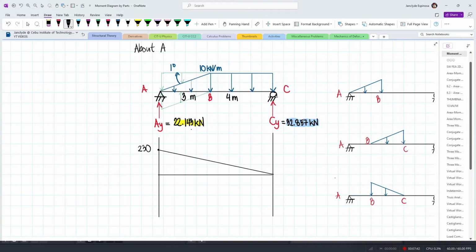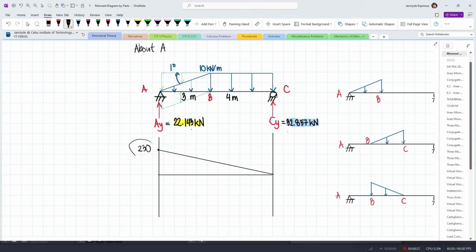Now sir, what is another way to check if it has a positive area or a negative area? If you're holding the moment center and then you're applying the load and then it causes the beam to rotate upward, then it is a positive area. On the contrary, if you will apply the load and it causes the beam to rotate downward, then it is a negative area. So since if you're holding this point and then you're applying this load, our beam will rotate upward, then it's a positive area. That's another way to check.